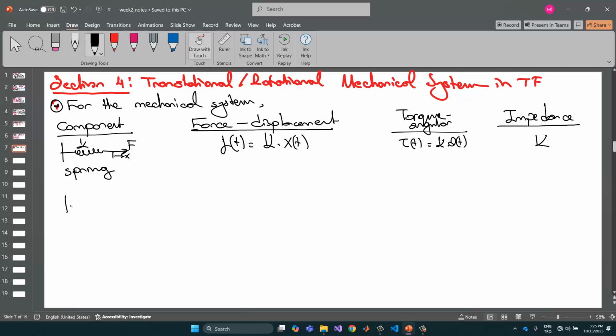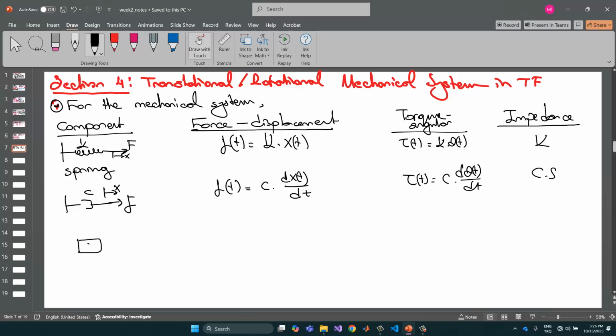In the second place, we have the C, and also define the X and F, right? What's the formulation? F(t) equals C times dx(t)/dt, right? In the rotational mode, we have C times d theta(t)/dt. And what's the transfer function of these terms? C times s, right? And also we have the mass, right?